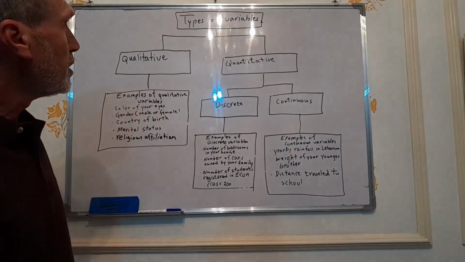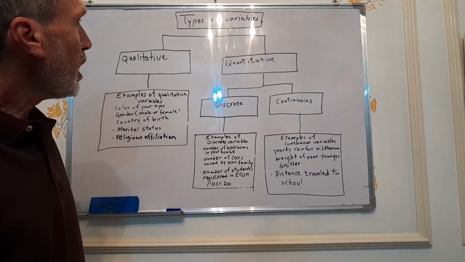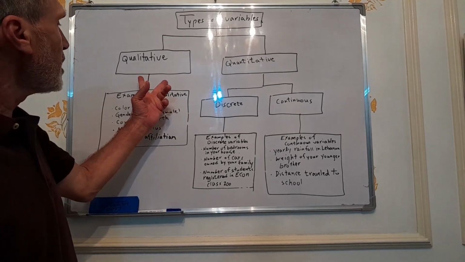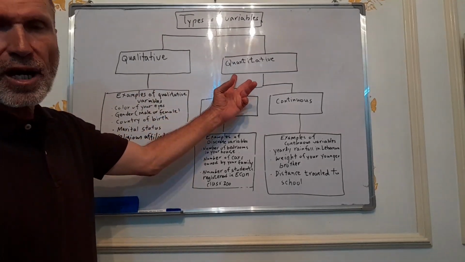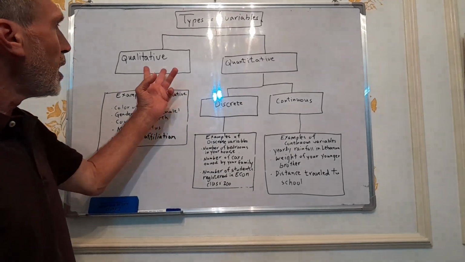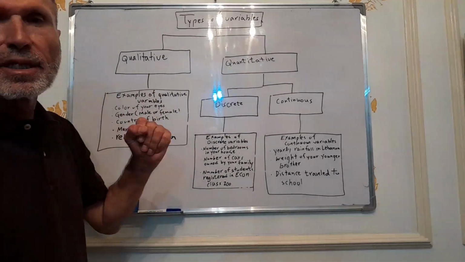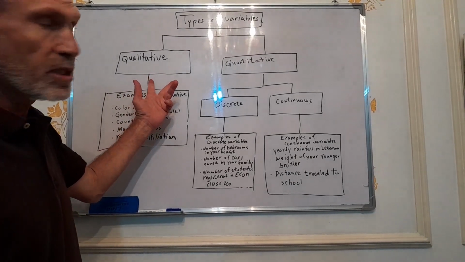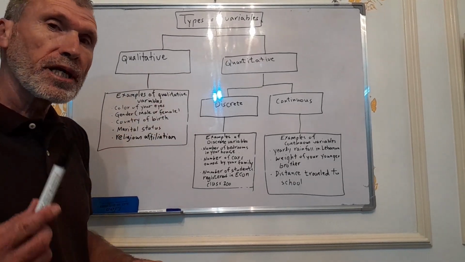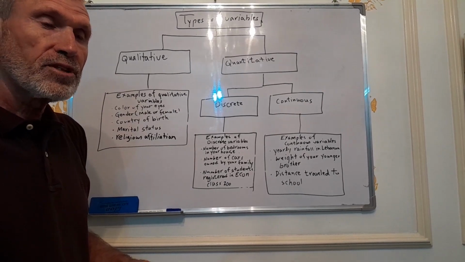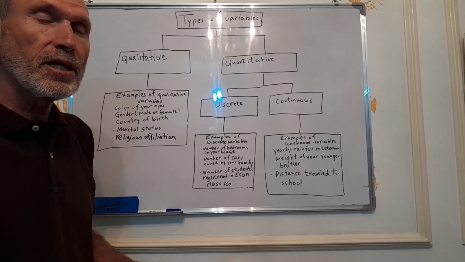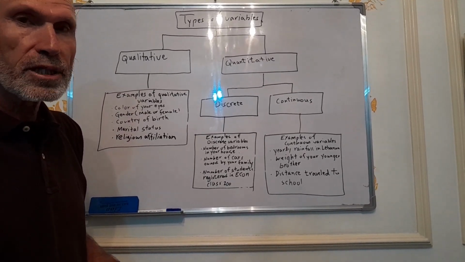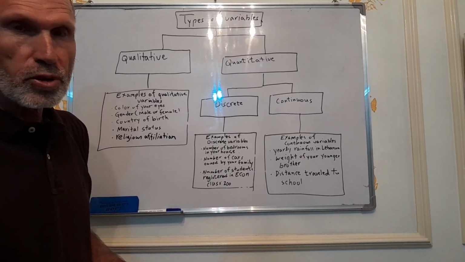Now, as we said, the types of variables. We have two types of variables, qualitative variables and quantitative variables. As far as the qualitative variable is concerned, we say that when the characteristic of the variable being studied is non-numeric, then it is called a qualitative variable or an attribute.